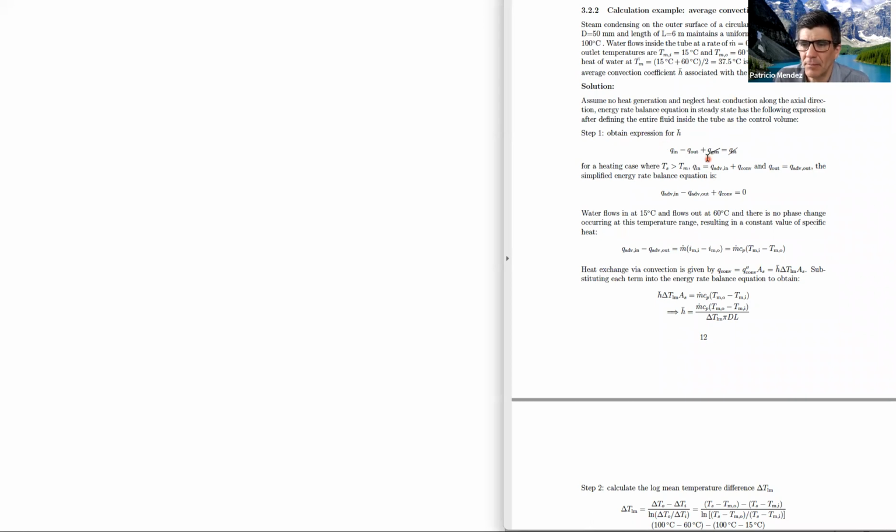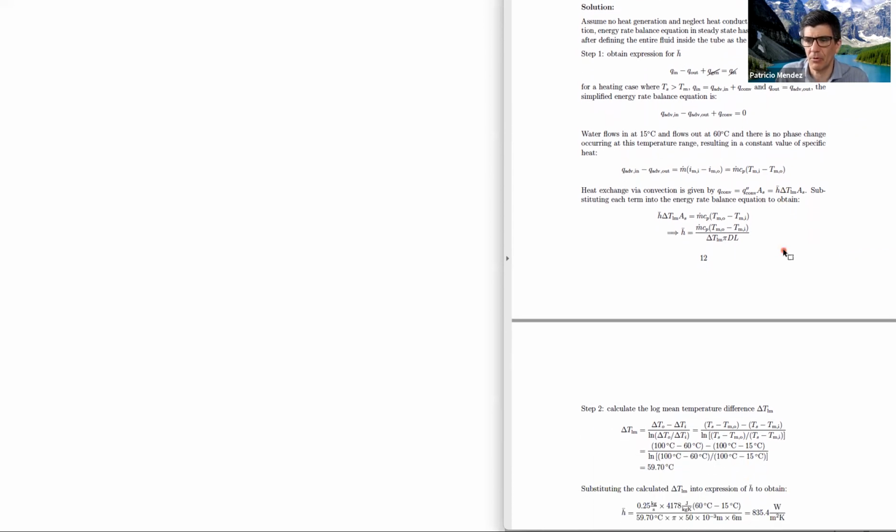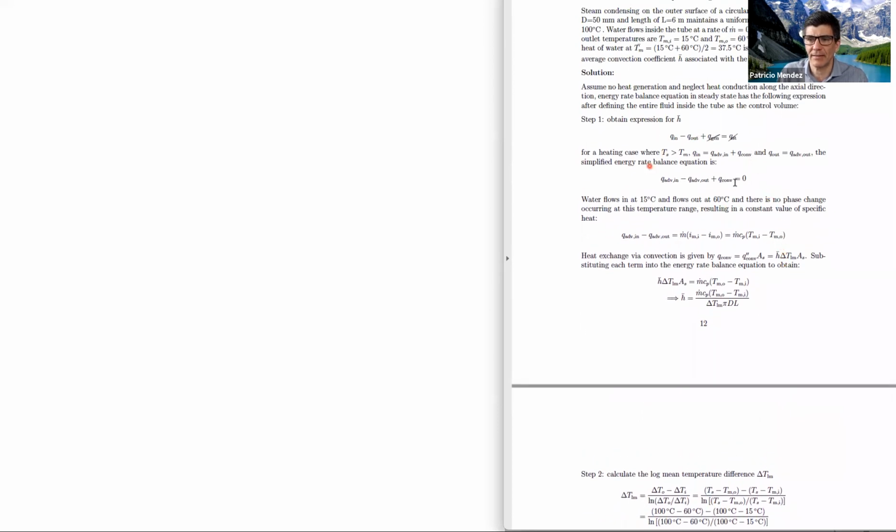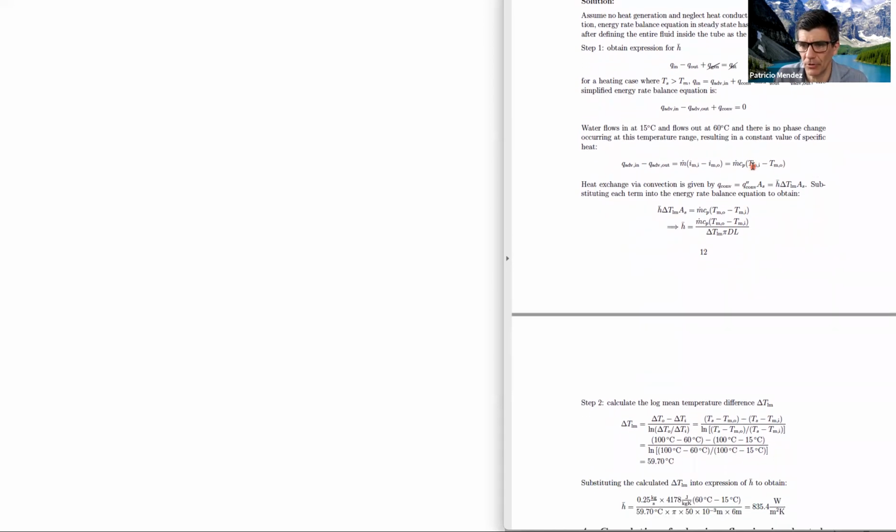So step number one, I would do my energy balance equation, which is the same we have done for differential control volumes. And we have that the heat of advection is mass times specific heat times delta T. This we have done a million times before. And actually, for the future, I'll clean out the notes, because all this analysis we have already done in differential control volumes.